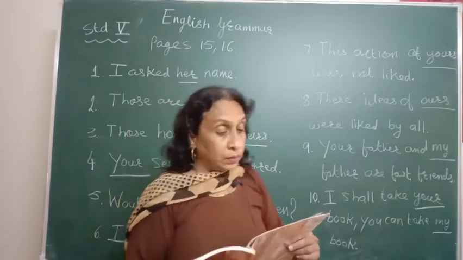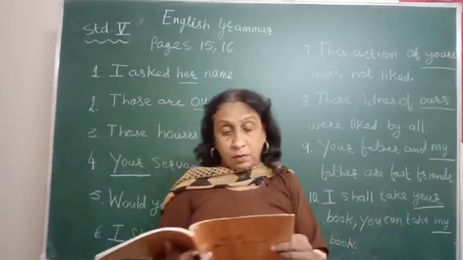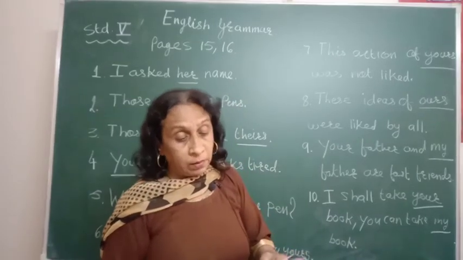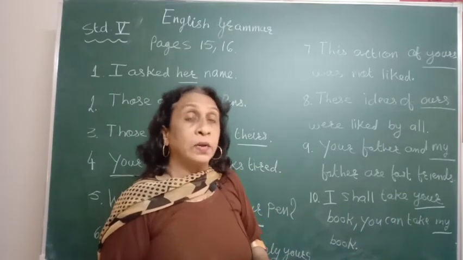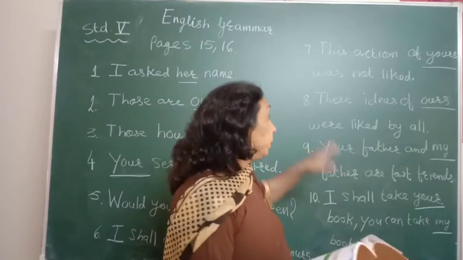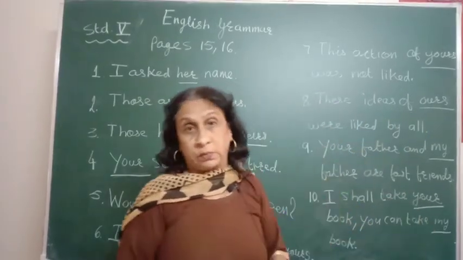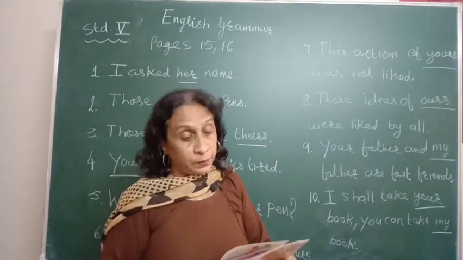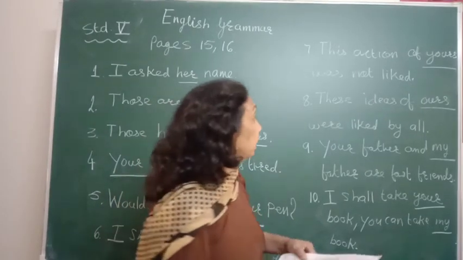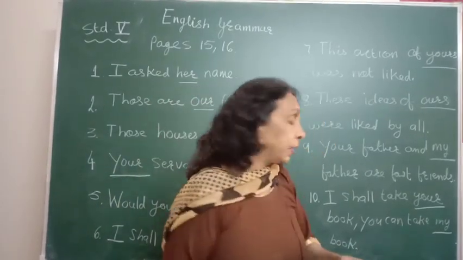Eighth one. These ideas of ours were liked by all. Here also ours, after our apostrophe S is written. We are not going to give apostrophe. Ours we have to write, but without giving apostrophe S. These ideas of ours were liked by all.